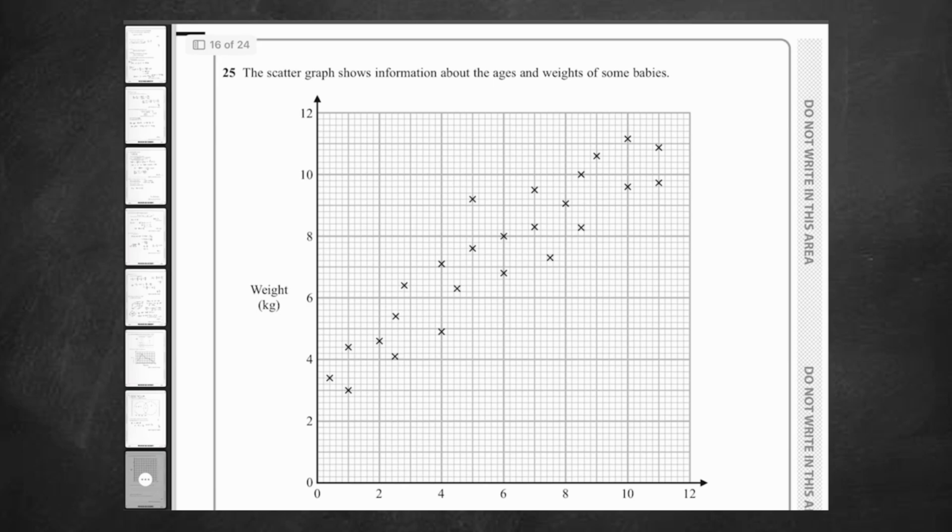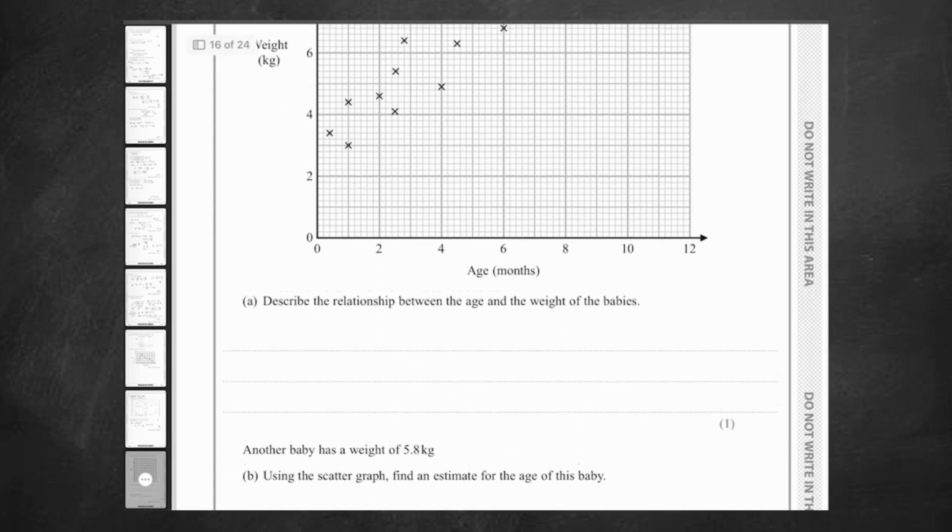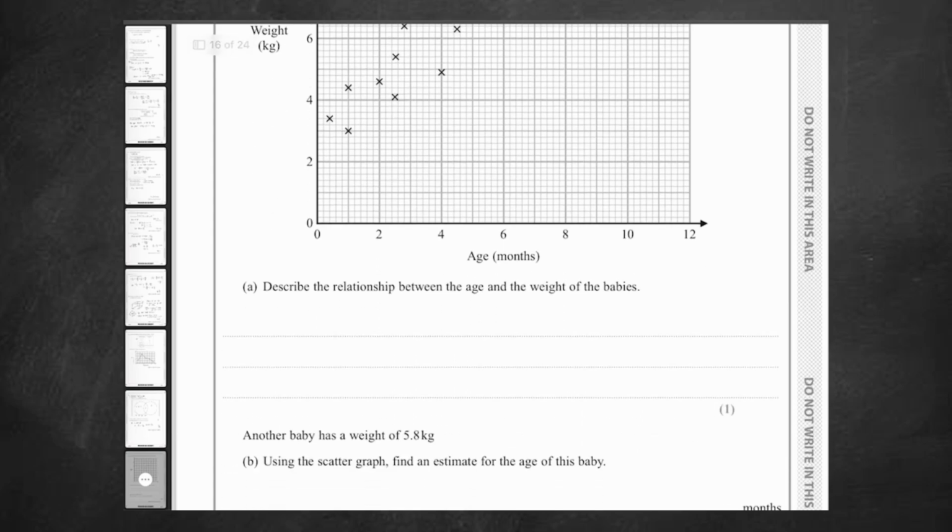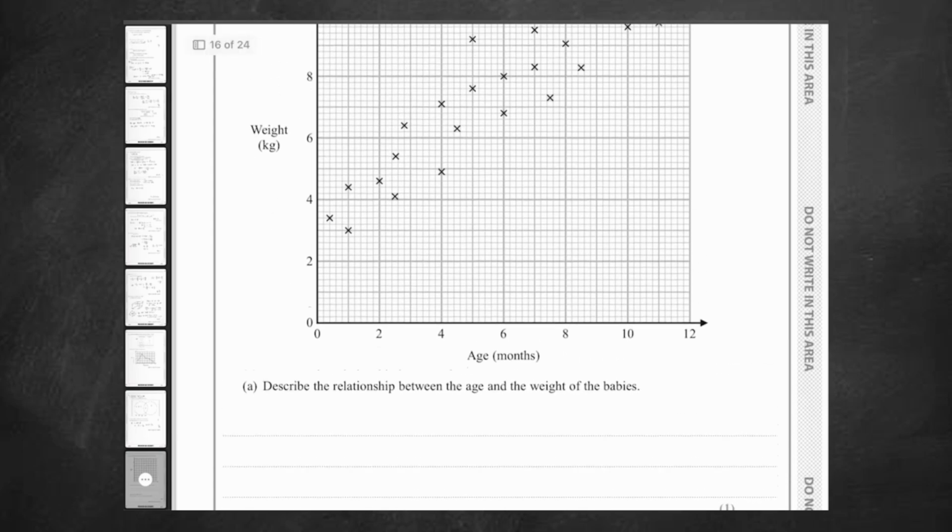Question 25. The scatter graph shows information about the ages and weights of some babies. Describe the relationship between the age and the weight of the babies.